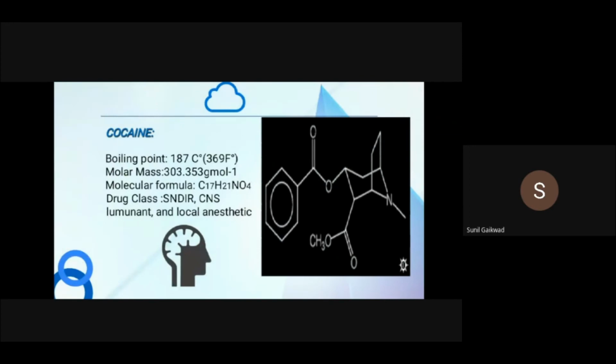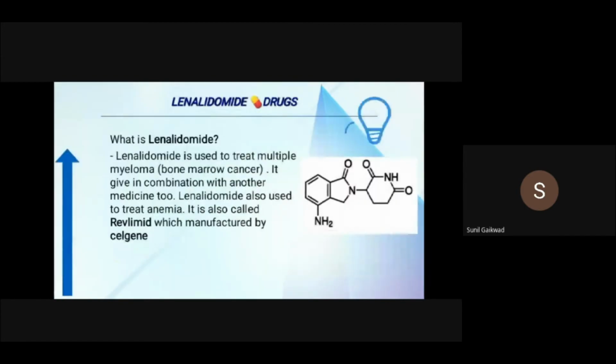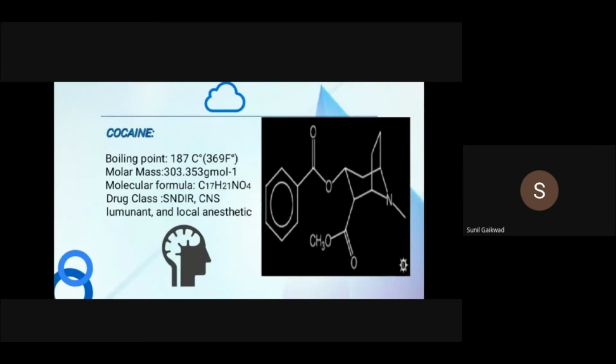My next point: the cocaine boiling point is 187 degrees Celsius. The molar mass is 303.353 grams per mole. Molecular formula is C17H21NO4. The drug class is SNDRI, CNS stimulant, and local anesthetic. And here you can see the structure of cocaine too.